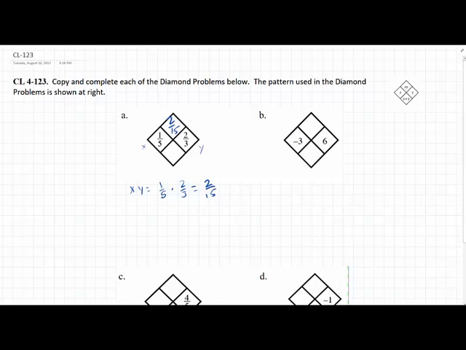The bottom part of the diamond is X plus Y. So that's going to be 1/5 plus 2/3. Okay, I know that the lowest common multiple is going to be 15. So I know that 5 times 3 is 15. So 1 times 3 is going to be 3. So we'll have 3/15. 1/5 is just 3/15. 2/3, 3 times 5 is 15. So we'll do 2 times 5, which is 10. Okay, and then we just add the numerators. 3 plus 10 is 13/15.